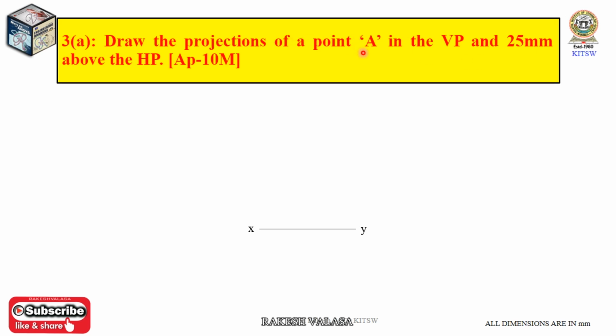And the second condition is A in the VP. Once one is the front view, you can directly decide the other point is the top view. So locate or specify one point on XY, that is top view A. From that point, draw the 25 mm vertical line. That point name is the front view, that is A dash. Now give the dimension 25. Okay, this is the solution for the given problem. Above the HP means directly above the XY, that is A dash. The other point is in the VP, that is the top view A point.